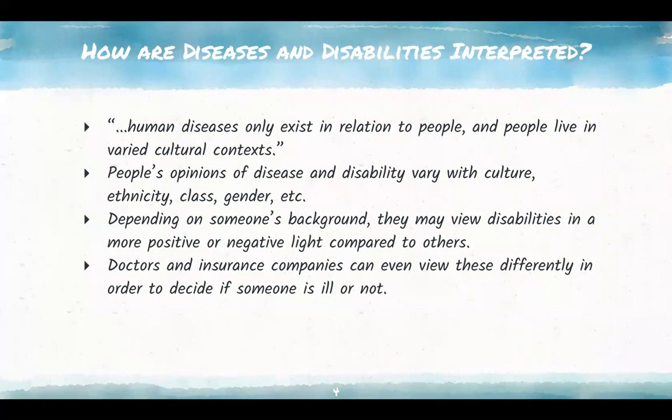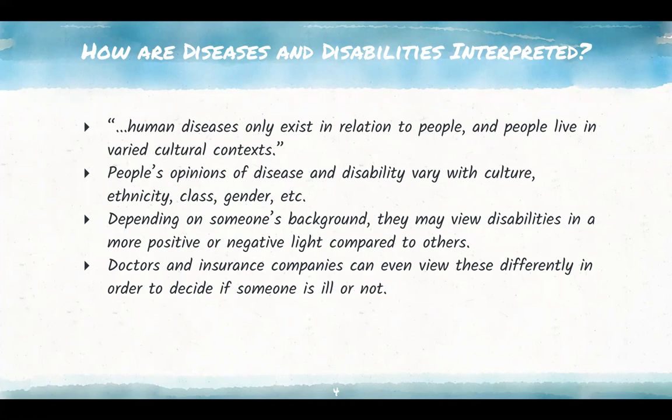So as the article, What Is a Disease, states, human diseases only exist in relation to people, and people live in varied cultural contexts. What the author means by this is that a person's view on what disease or disability means can vary depending on their background. Some cultures might view disability in a positive light, while others thoroughly believe it is a disadvantage. Whether people believe they are ill or not can vary because of someone's cultural background, ethnicity, class, gender, and many other factors.